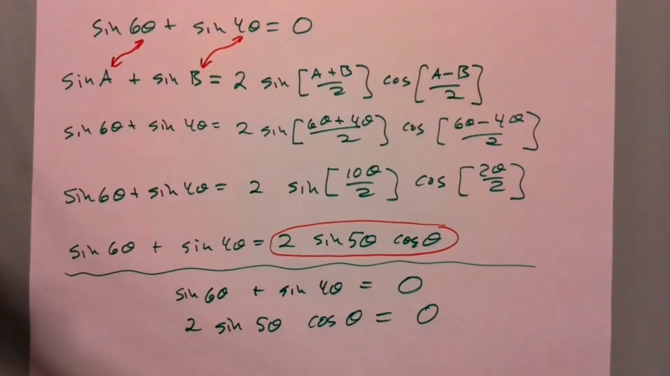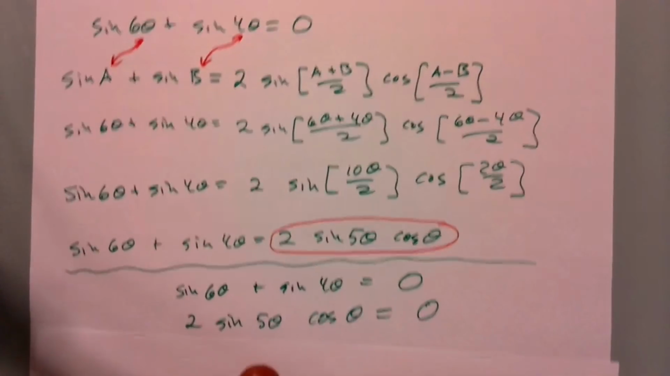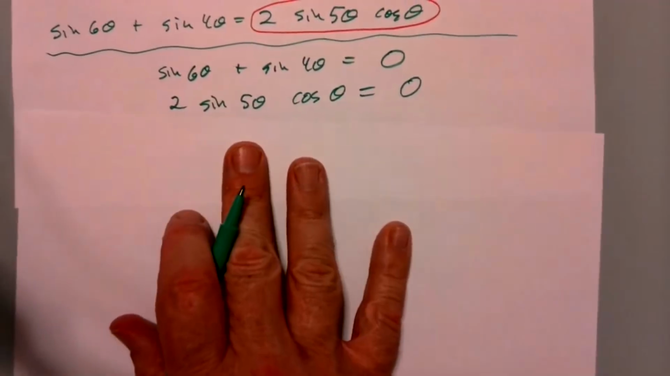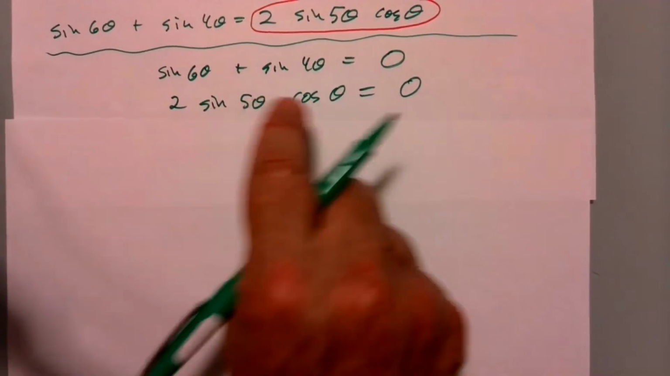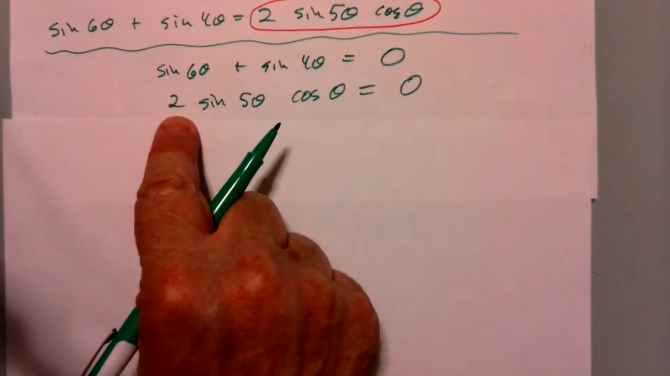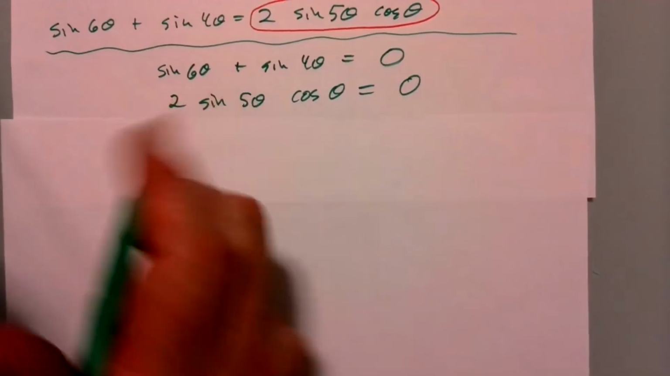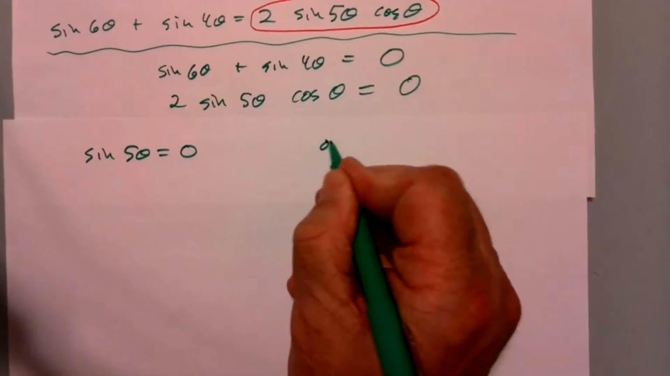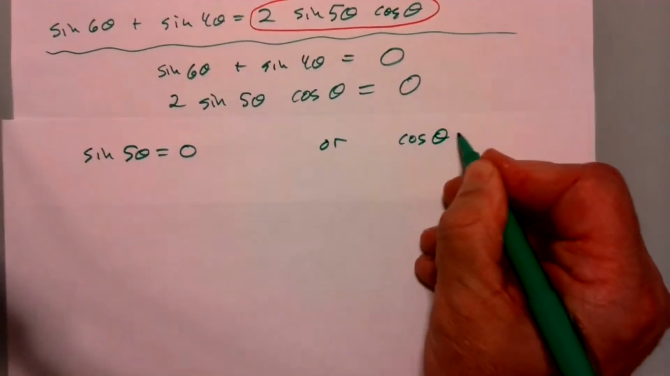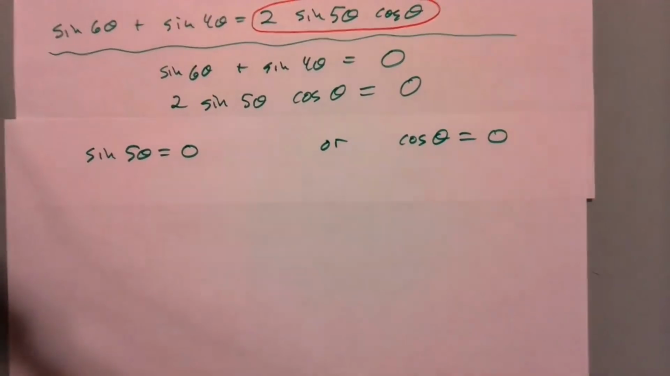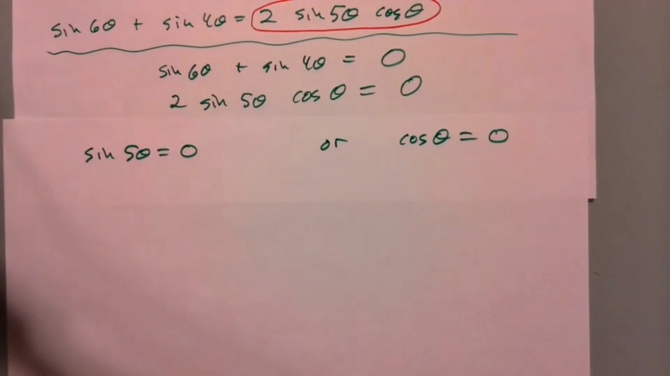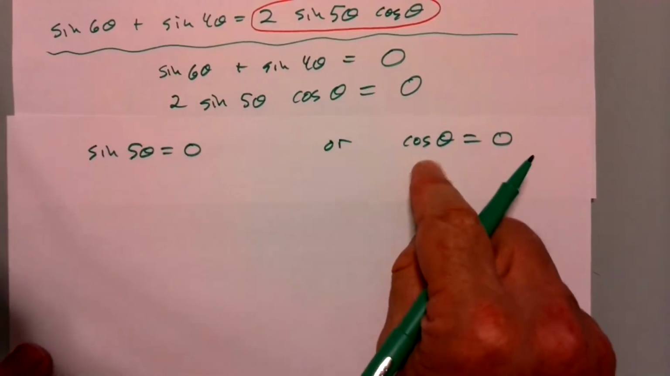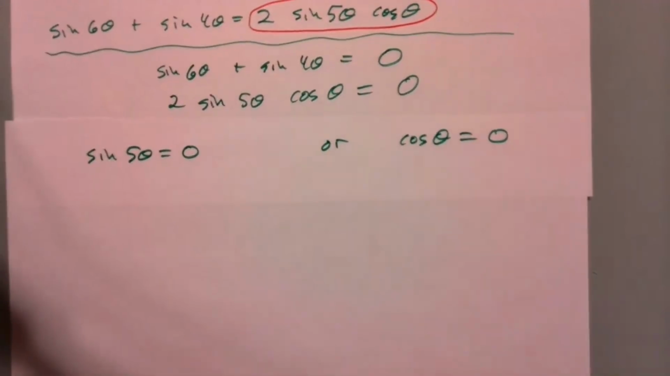Now, how are we going to do that? We're going to recognize that if that's the case, I have this times this equals 0. 2 cannot be 0, so 2 is irrelevant to our discussion. So either sine 5 theta is 0 or cos theta is 0. And we are interested in a general solution. So let me focus on the cos theta is 0 part first.